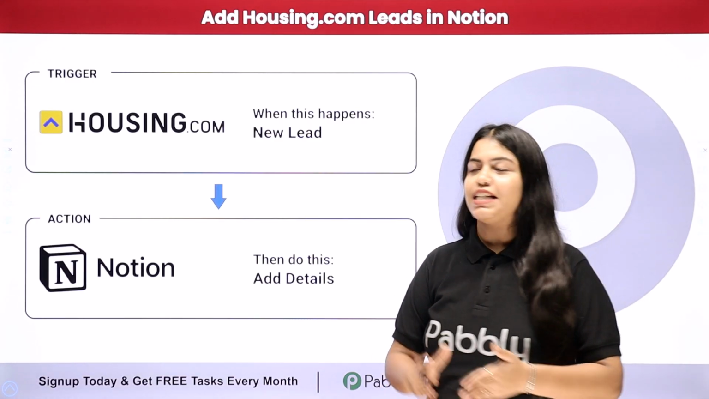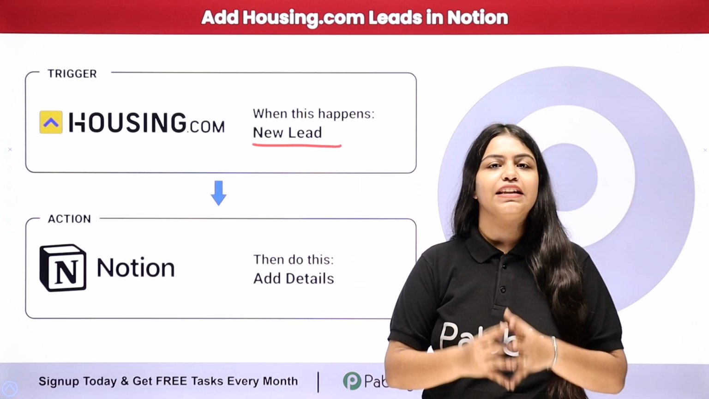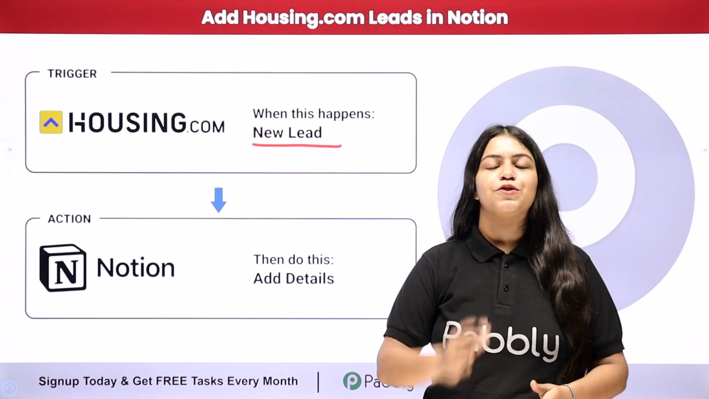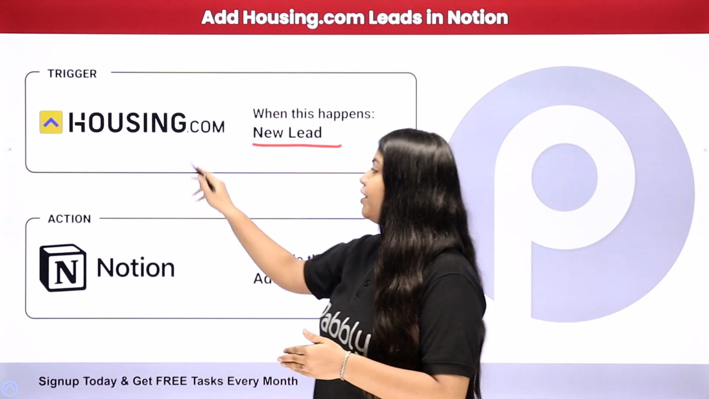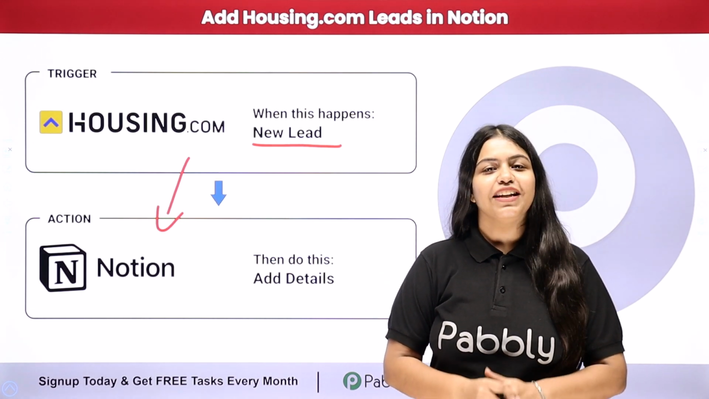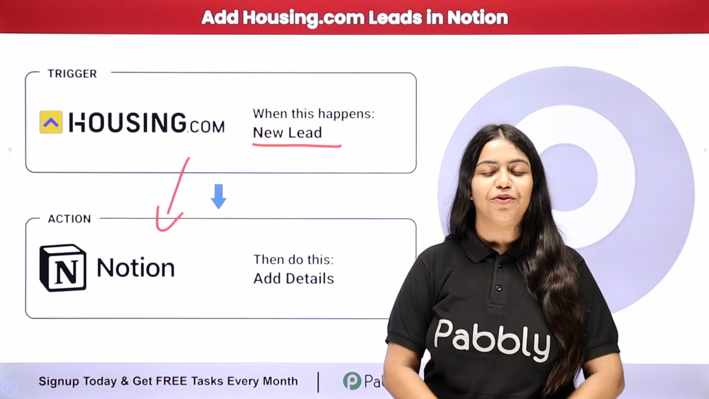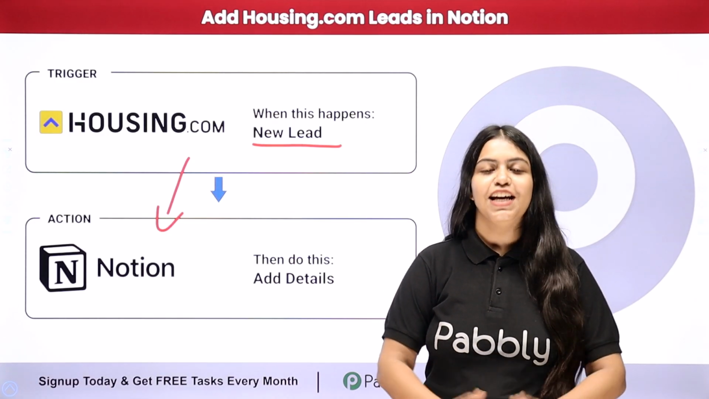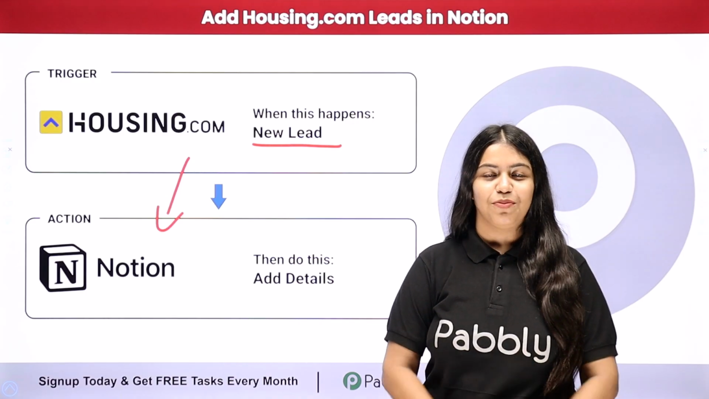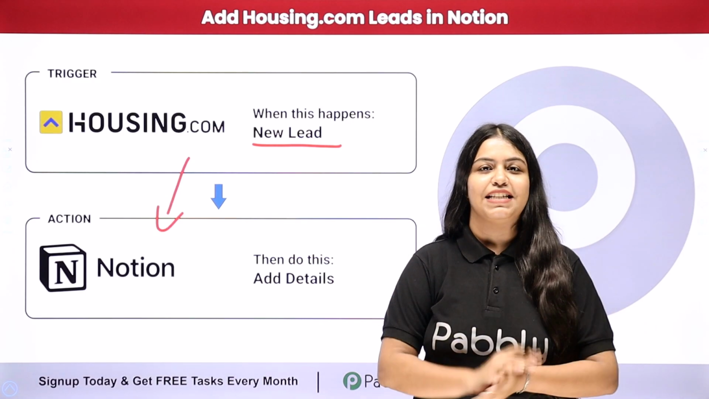And now what I want is that as soon as we receive a new lead from housing.com, I want to add the details into Notion. So to do this, we are going to create a connection between housing.com and Notion. And we are going to create this connection without knowing any programming or coding language using an amazing automation software which is Pabbly Connect. So if you also want to create this amazing automation for your own business, then for that you have to come with me towards my screen.